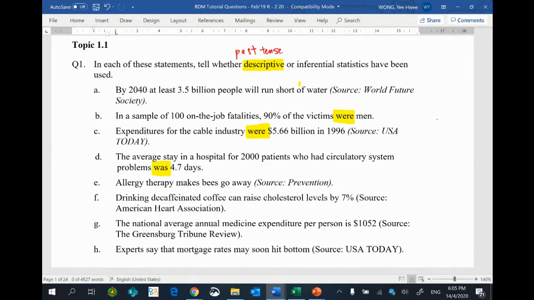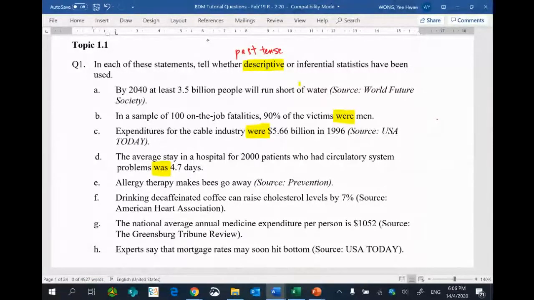See that? B. In a sample of 100 on-the-job fatalities, 90% of the victims were men. It is a very simple statement, saying that you have collected 100 numbers and it's about someone who died because of working. And what happened? You say 90% of the victims were men. Yeah, probably in the construction site. So this is just a statement after you have collected the data and you just put your finding in statement form. So this statement is called a descriptive statistics statement.